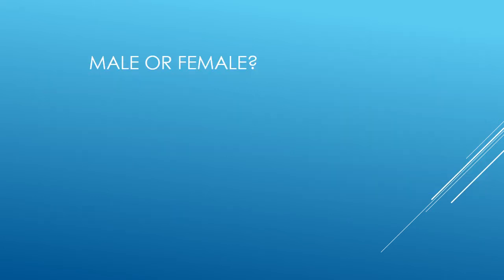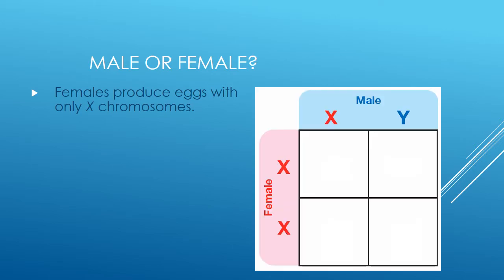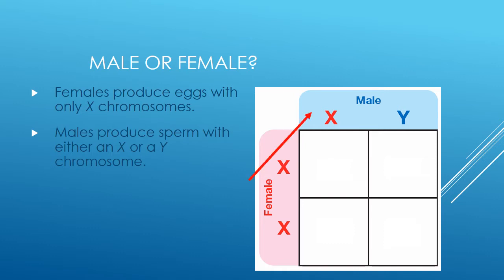All right, so when you're looking at making predictions about sex determination in a person, females produce eggs with only X chromosomes because that's all females have. They have two X chromosomes. They can only give an X chromosome to the baby. Males, however, produce sperm that have either an X or a Y because the genotype for a male is XY, so they can either give an X chromosome or a Y chromosome to the baby.